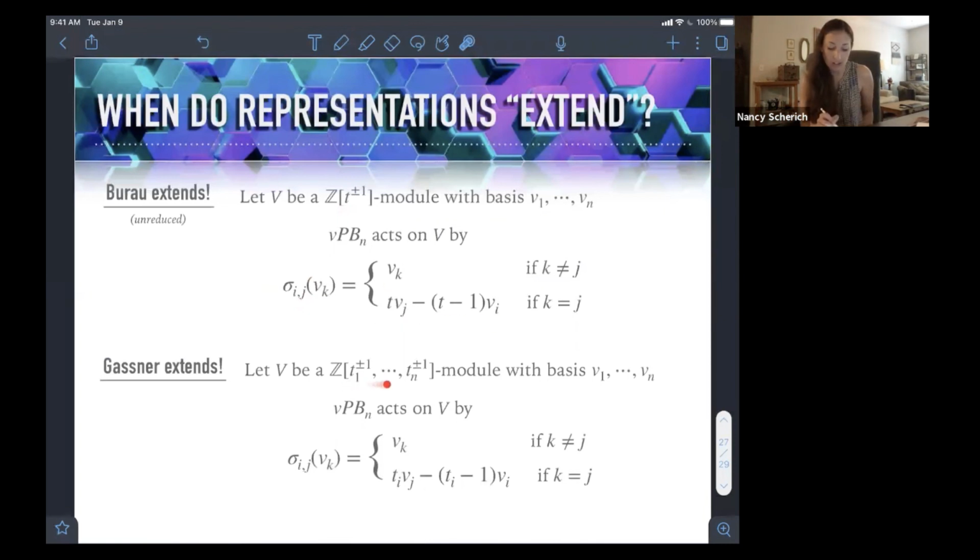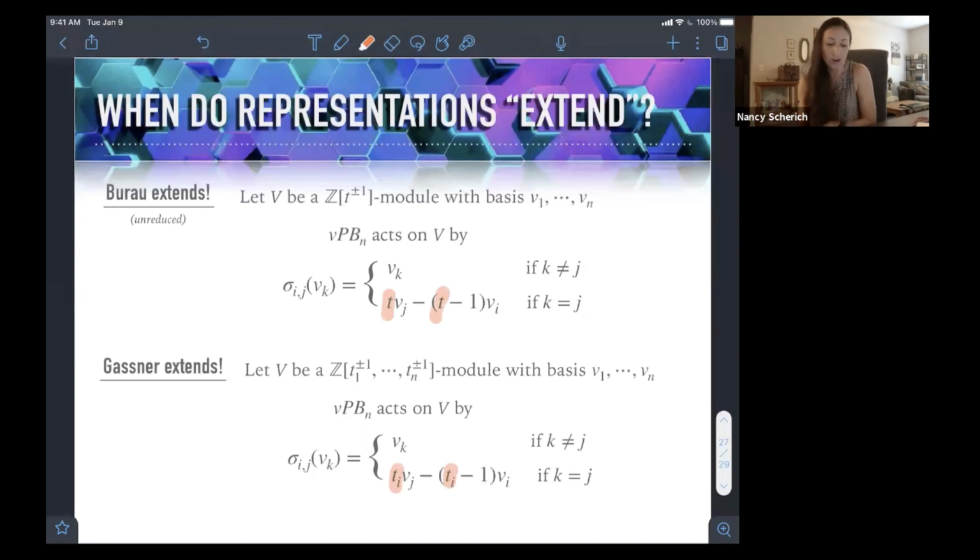Similarly, you do the same thing down here, only you have a lot more variables because the Gassner representation has more variables. But you pick your module, you write down your basis, and you tell me how my braids act on those bases. And something that's nice from this perspective is Leonard mentioned last week that if you take the Gassner representation and you make all of your t_i's the same variable, so you basically just forget the subscripts, you get the Burau representation back. And you can really easily see that here, because if you just drop the subscripts and make all your variables t, then you get the Burau representation right there.